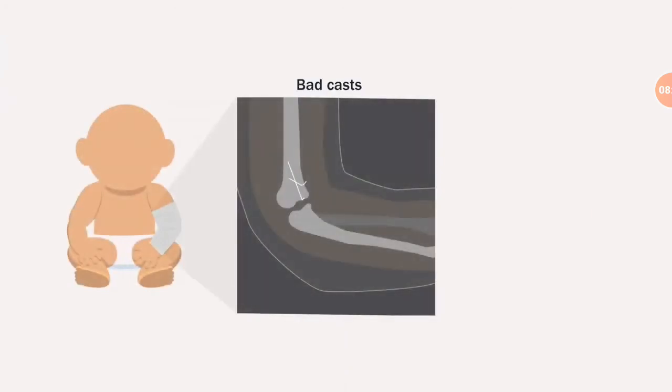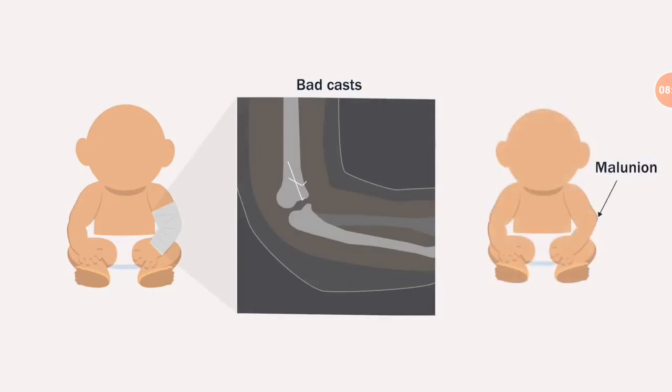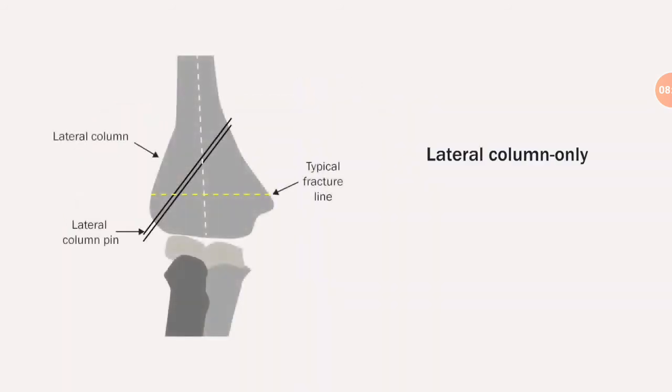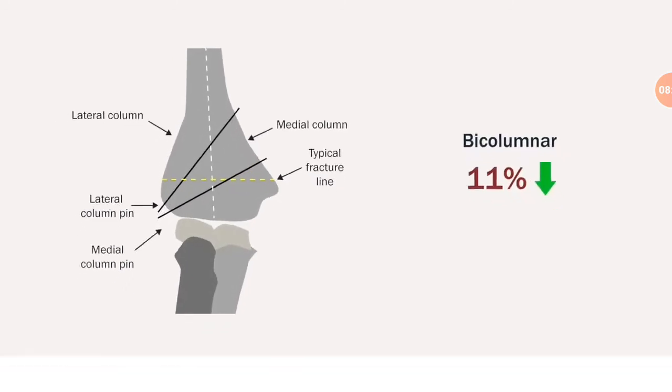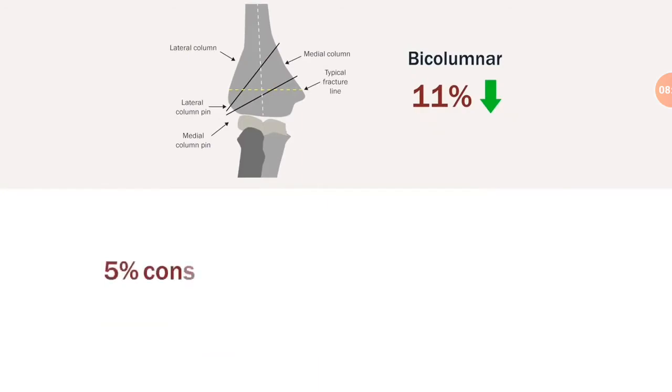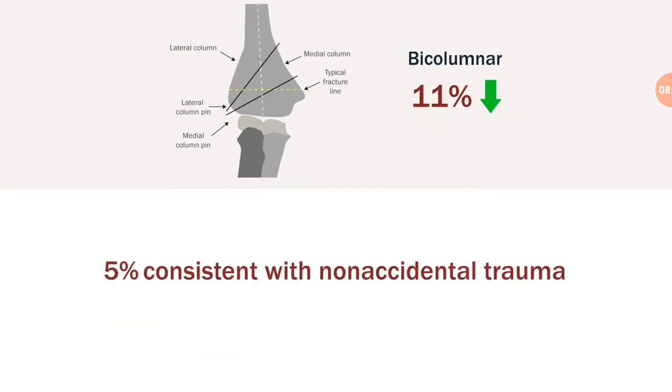On examining the in-cast x-rays, the team found that many casts were poor-fitting and malunions were significantly associated with a poor-fitting cast. When lateral column-only fixation was used, the malunion rate was an alarming 36%, but when bicolumnar fixation was used, the malunion rate dropped to 11%. The team also found that 5% of cases were suggestive of non-accidental trauma, consistent with child abuse.